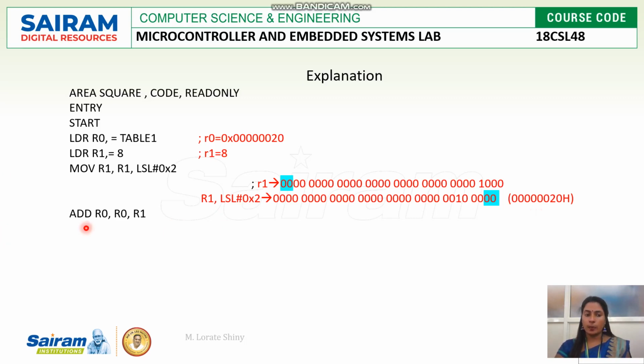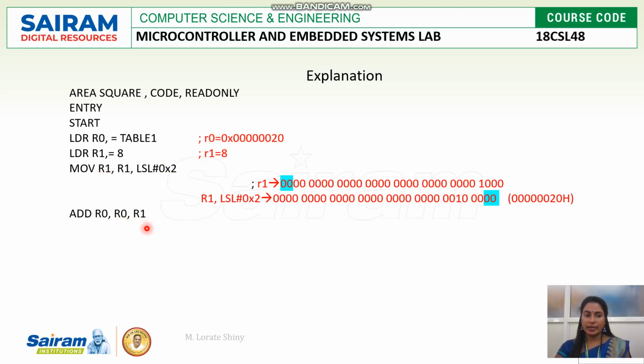Okay, now I have to reach out the location of square of 8. For that I have to add this address with the starting address of lookup table. Okay, starting address of lookup table is available with R0 register, and the square of 8 after the shift we found 20, that is available in R1 register.